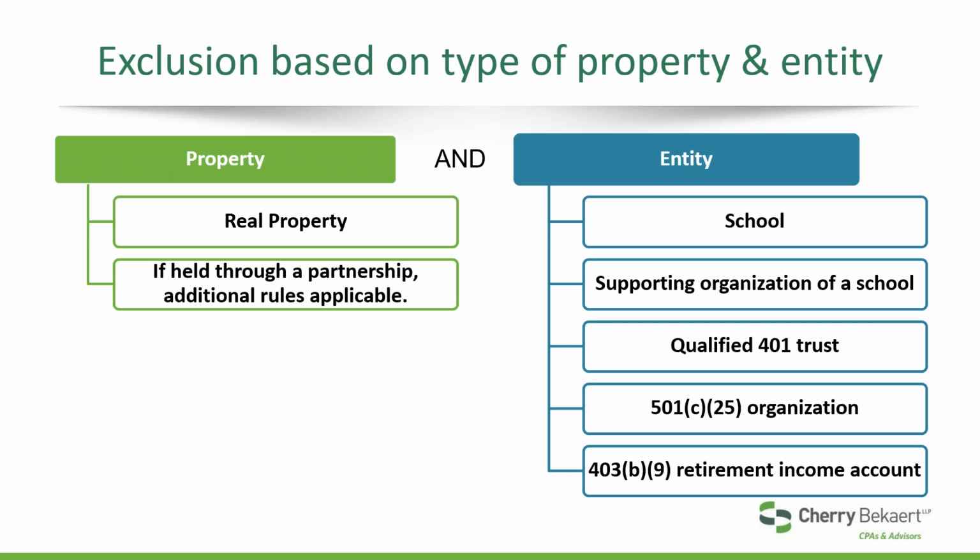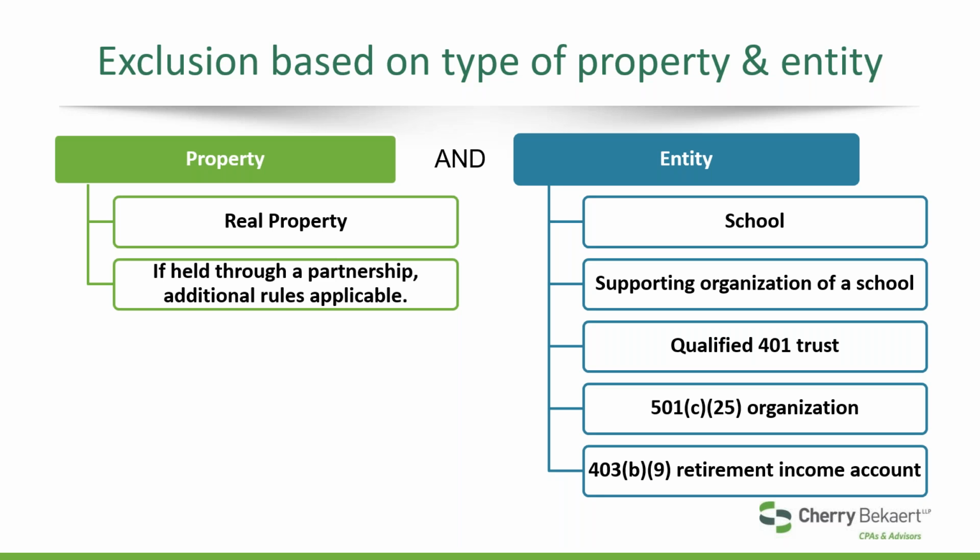Another exclusion that is available for specific entities with respect to real property, it's a nice provision. Schools hopefully are aware of this, because it is a very generous provision with respect to not only schools but also their supporting organizations. So this exclusion does only apply to real property. So if there were investments purchased on margin or something like that, that wouldn't fall under this exclusion.